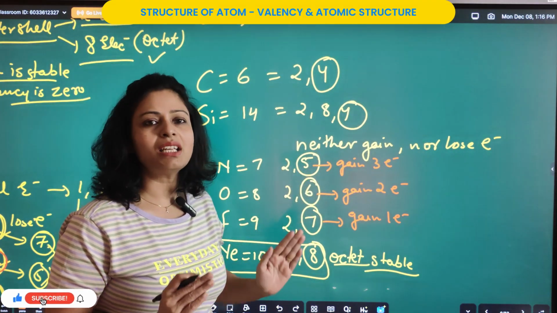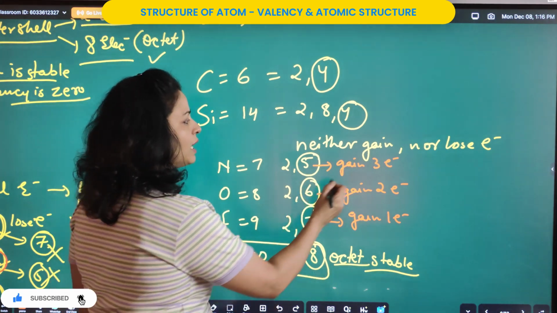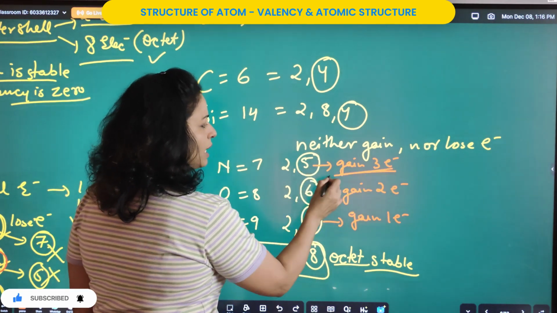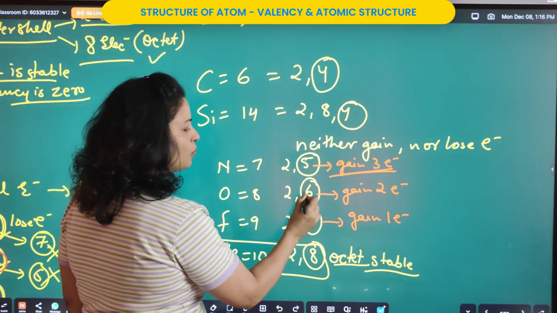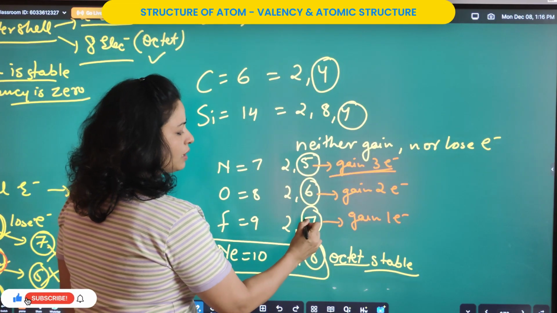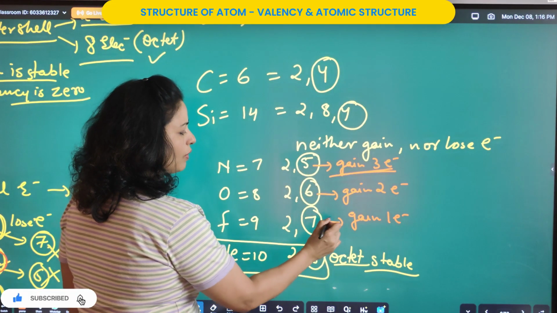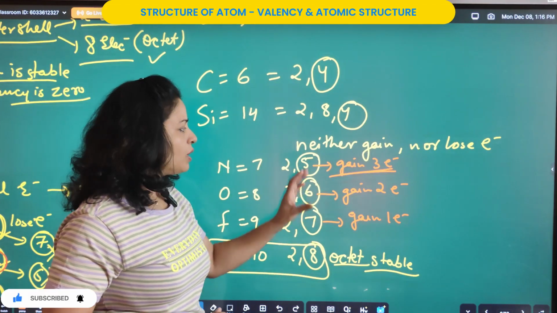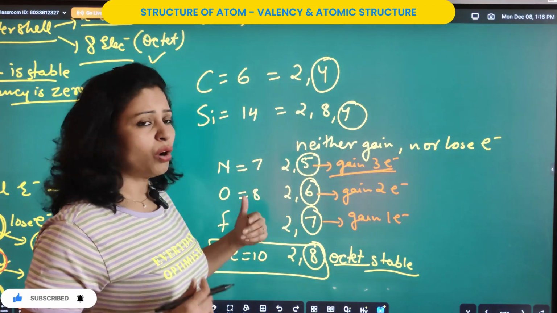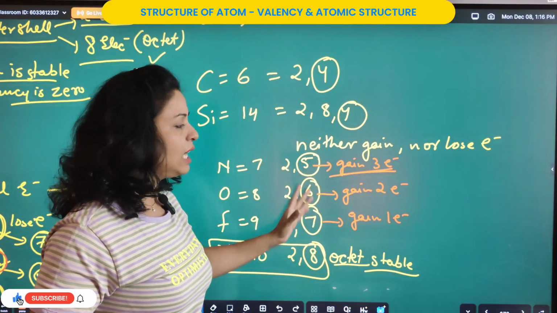They will lose much lesser energy. How do they lose lesser energy? By just gaining 1 electron. Here by gaining 3 electrons. Here it has to gain only 2 electrons to become 8. Here fluorine has to gain only 1 electron to become 8. So here, in order to not lose much energy, they gain electrons.